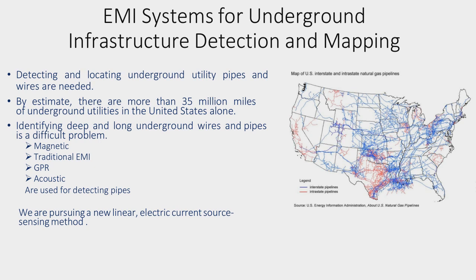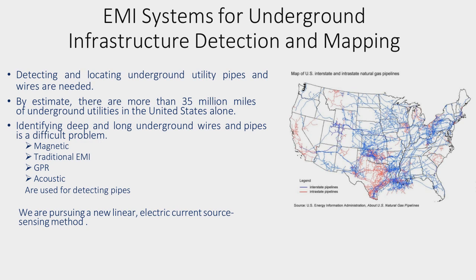The next system that our group is working on is to develop a system for infrastructure detection and mapping. In the United States, there are more than 35 million miles of underground utilities. Over time, particular pipes get corroded, and there is now a need to detect them and assess their condition. Again, the sensing technologies that exist are magnetometers, traditional EMI, ground penetrating radars, as well as acoustic sensors.